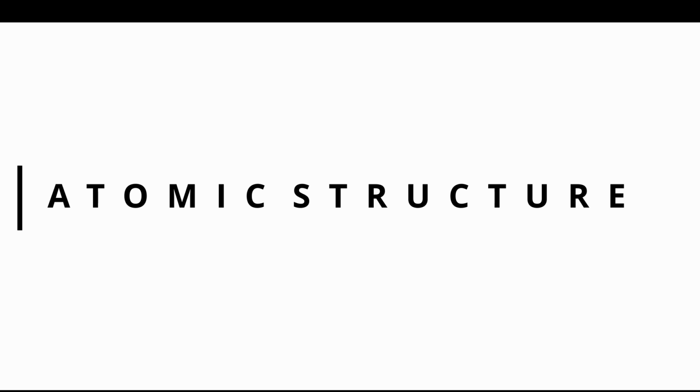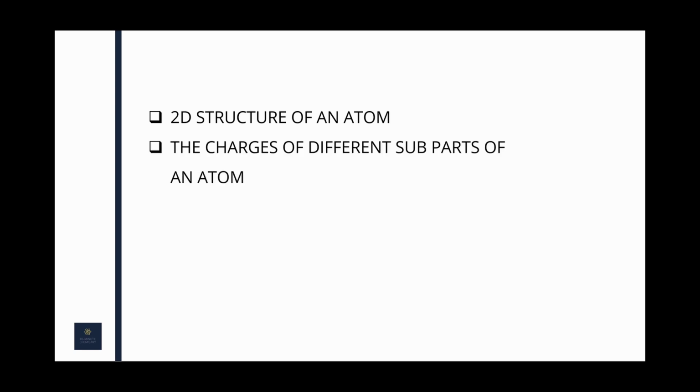Okay, so today we're going to be talking about atomic structure. We're only doing the basics and this is a quick, short video. Okay, so we've got 3 main points to get through today. You need to know the 2D structure of an atom, and you need to know what charges the different parts of an atom has. And finally, we're just going to touch very briefly on the main atomic theories. We're not going to spend too much time on that, but it's something that exams like to test, so we're just going to cover it for completeness.